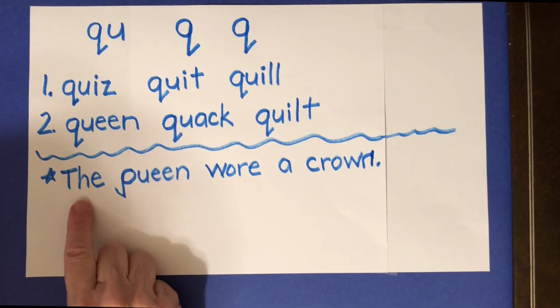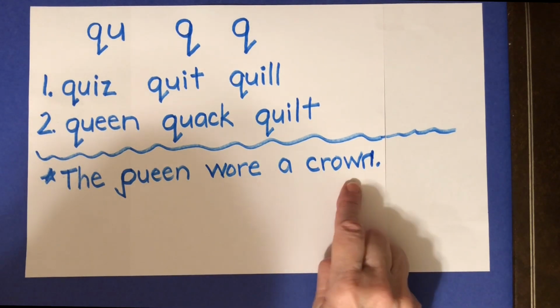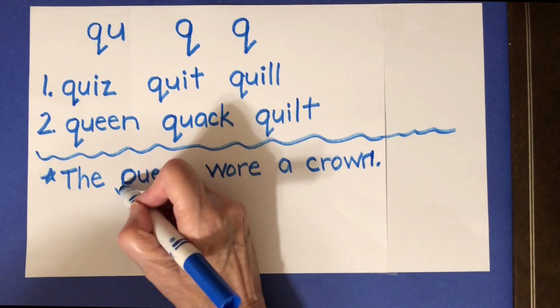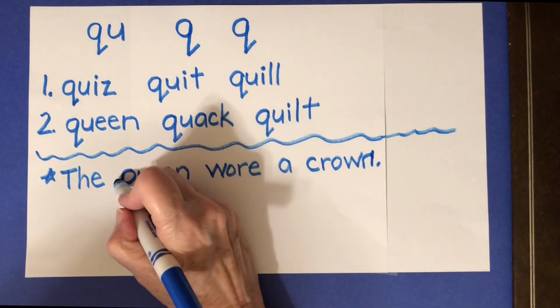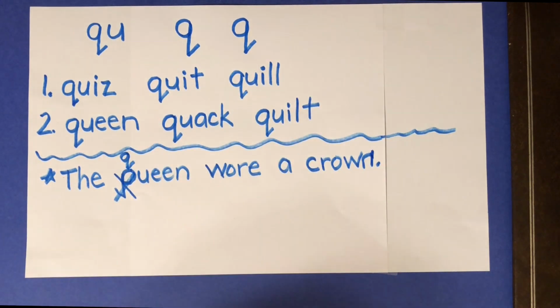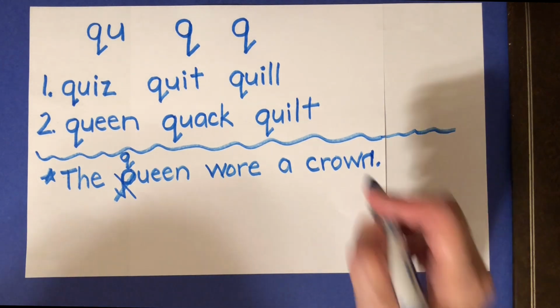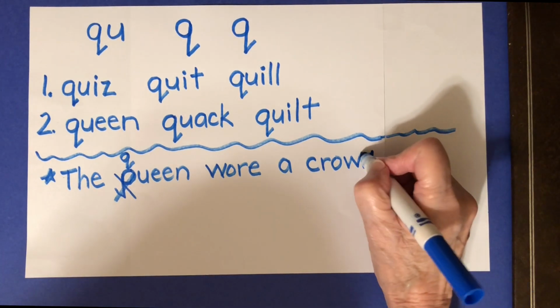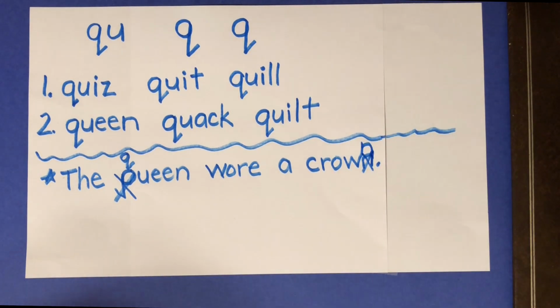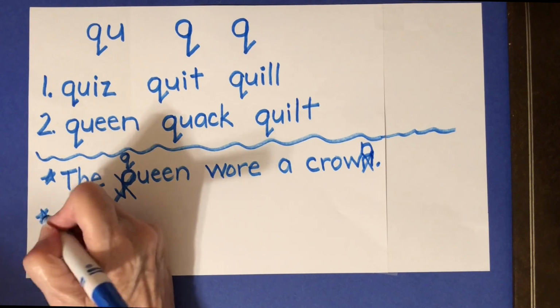Read it with me. The Queen wore a crown. Can you find a backwards letter? There are 2 of them in there. Yes, this is our first one. This Q is really backwards. I'm going to put an X on it, and I'm going to do it the right way. Can you find another backwards letter? Yes, it's this N in crown. It should go this way. Good. Let's do one more mystery sentence.